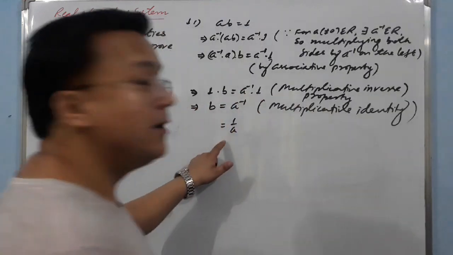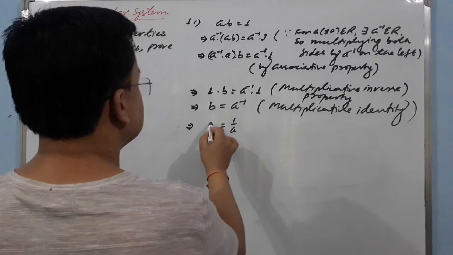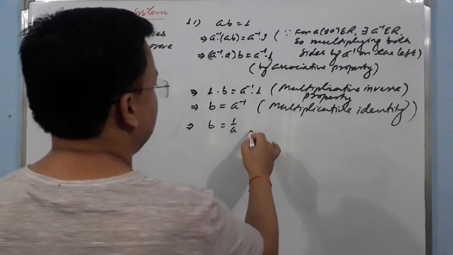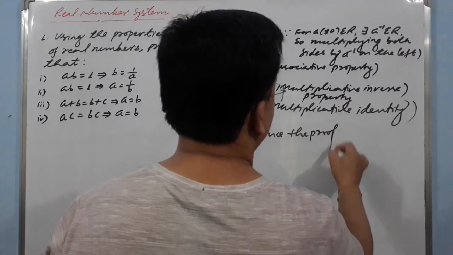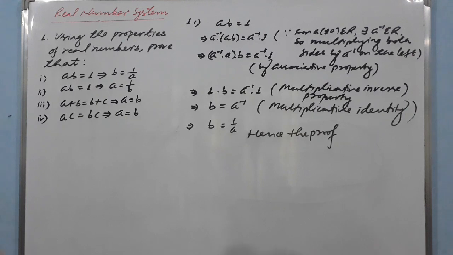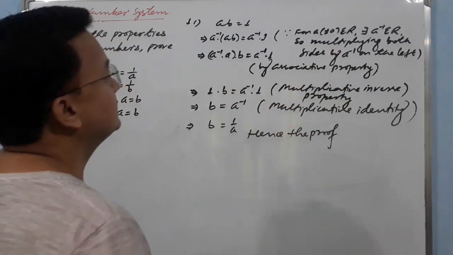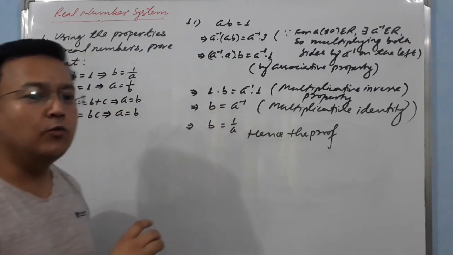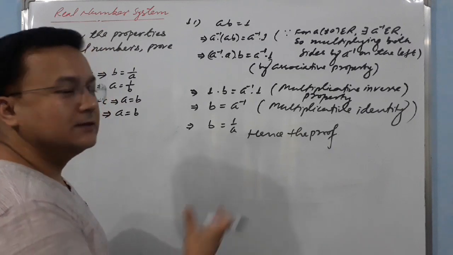Now B is equal to 1 upon A. So this implies B is equal to 1 upon A. Hence the proof. So simply, it is not so difficult, but you have to give reasons for all steps. If you do not write down the reasons for each and every line, you are not going to get the marks, right? It's very, very important.